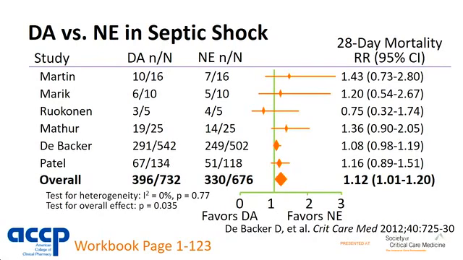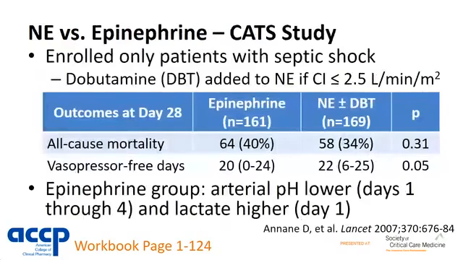In this meta-analysis, patients allocated to dopamine had a higher mortality rate at 28 days, and this was statistically significant. And this is part of what drove Surviving Sepsis to strongly recommend using norepi first line.